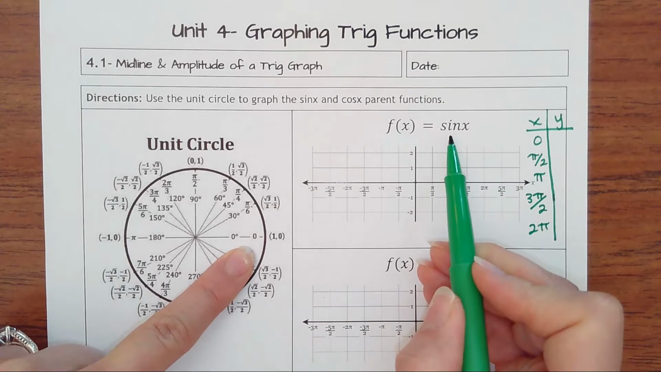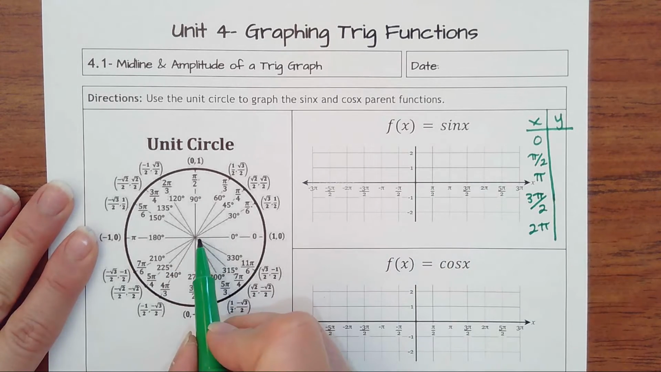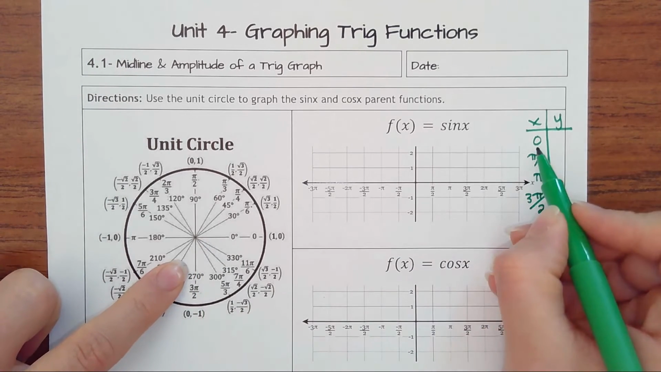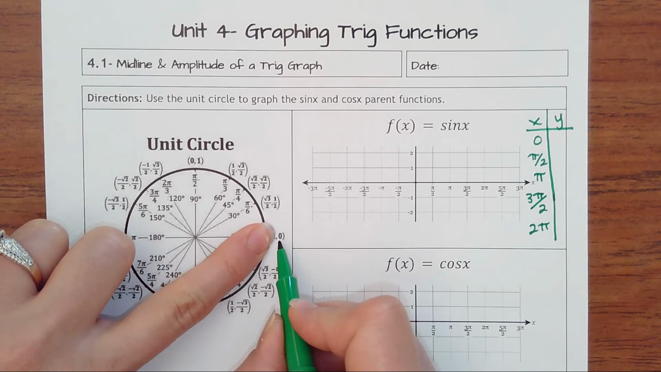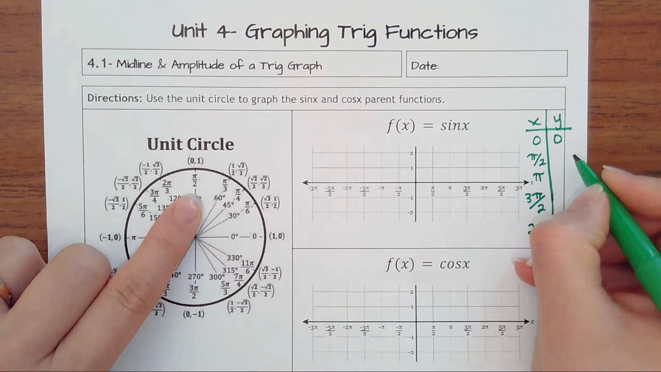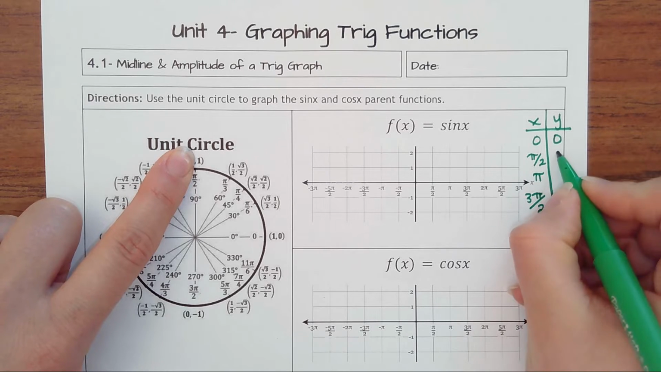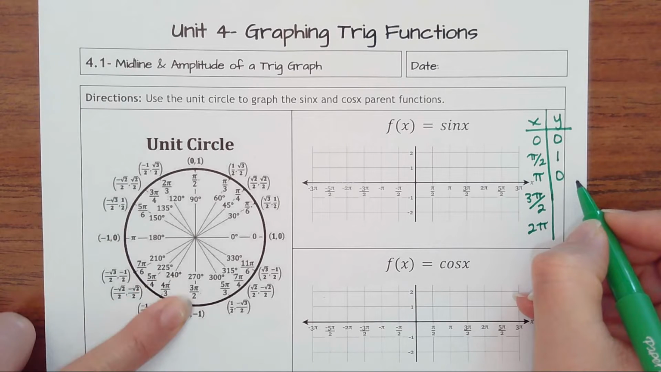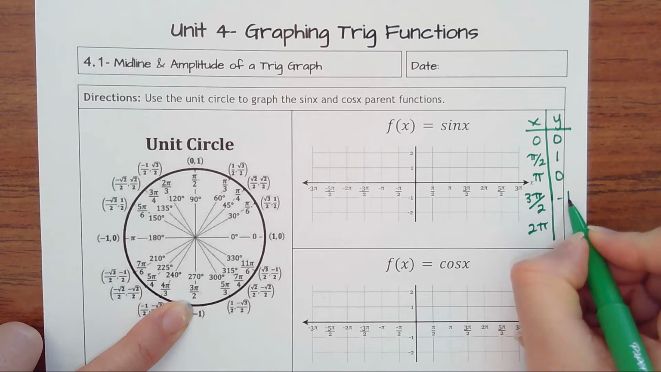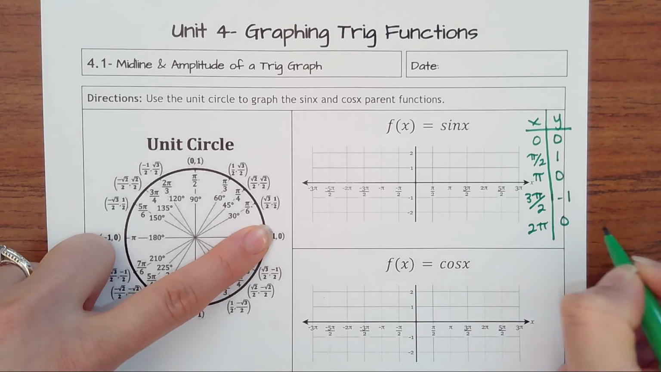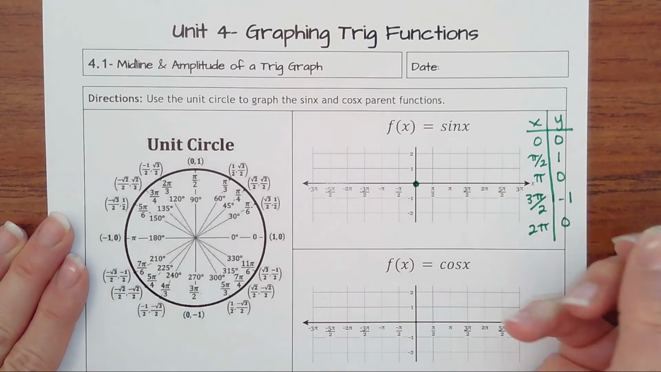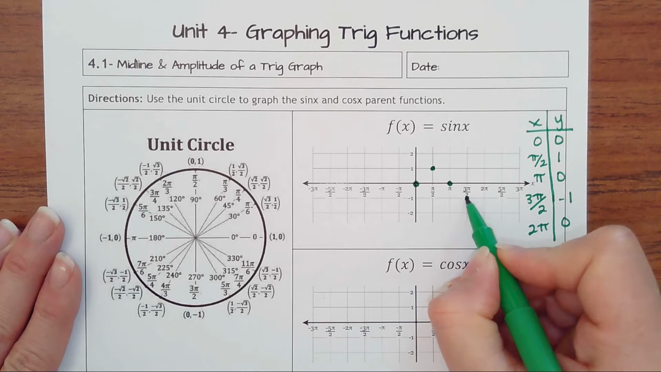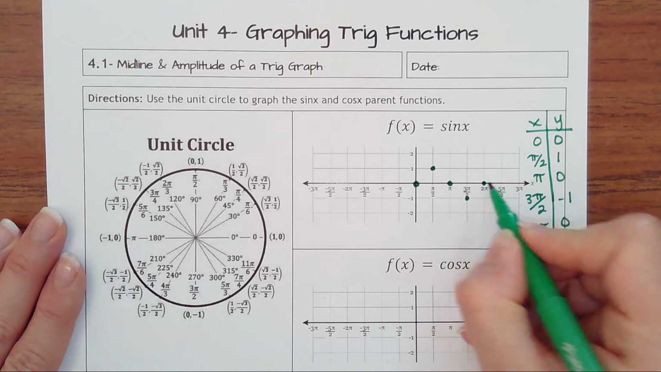Okay, so for sine, remember sine is the opposite from the reference angle, or it's the y value of the triangle. So at 0 here, the y value is 0. Up at pi over 2, the y value is 1. At pi, the y value is back to 0. At 3 pi over 2, the y value is -1. And all the way at 2 pi, we're back to 0. So let's plot those points. 0, 0, pi over 2 up 1, pi is back to 0, 3 pi over 2 is -1, and then 2 pi is back at 0.